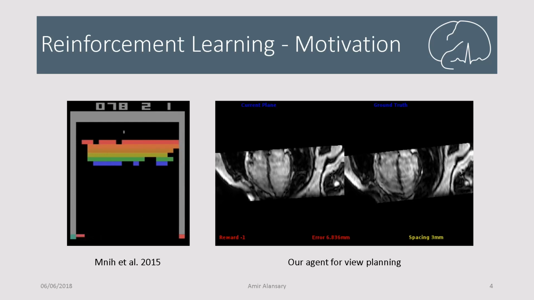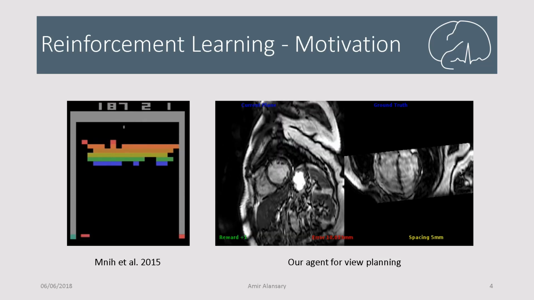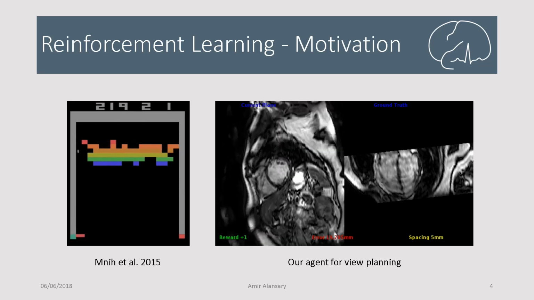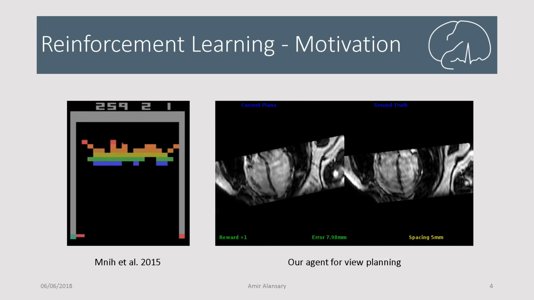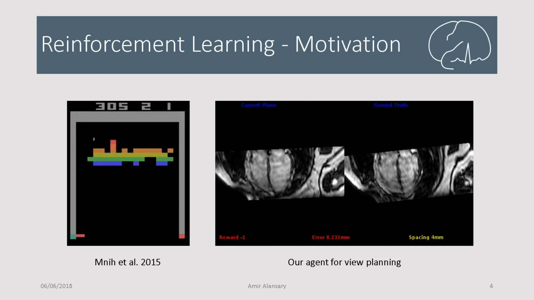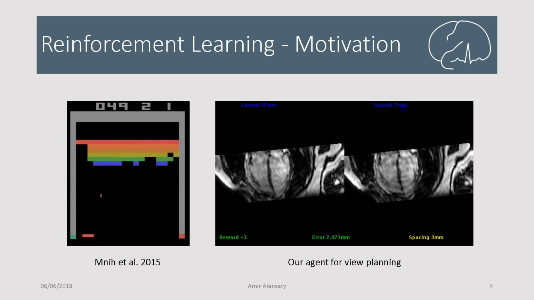Here we try to do the same thing. We have an agent that starts from anywhere to try to find the four-chamber view. This is the middle of the video. Start from here, there's a random plane, and it sees only this plane and tries to find the four-chamber view. In the same way this agent interacts with this environment, we design an agent that interacts with a medical environment and tries to solve the application using the same reinforcement learning algorithm.